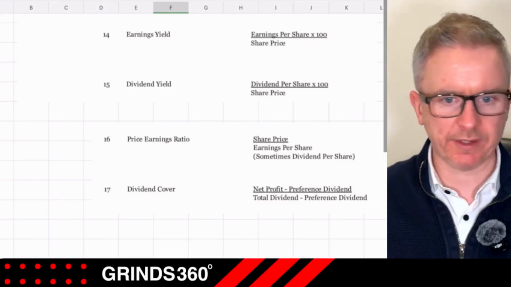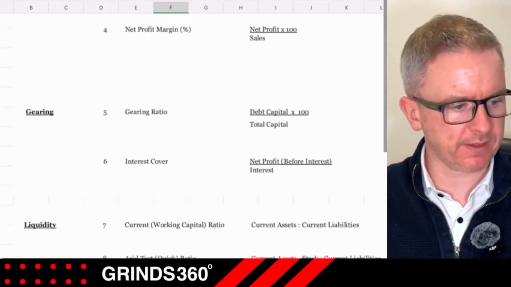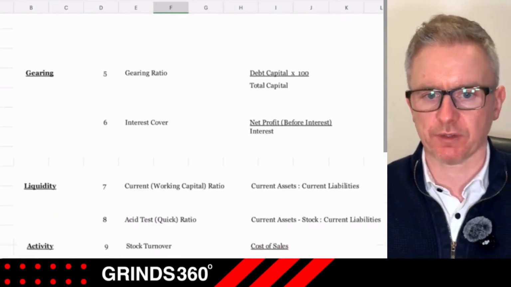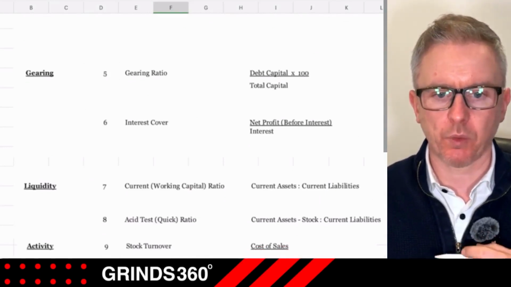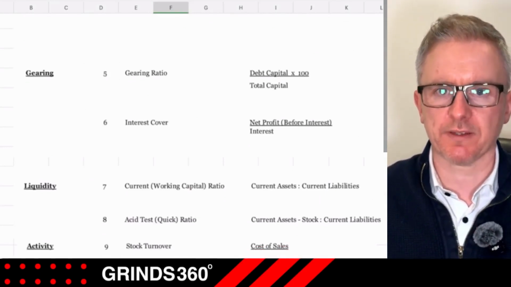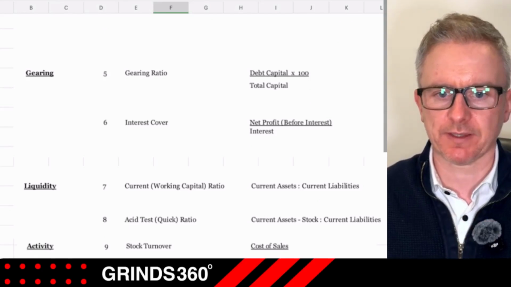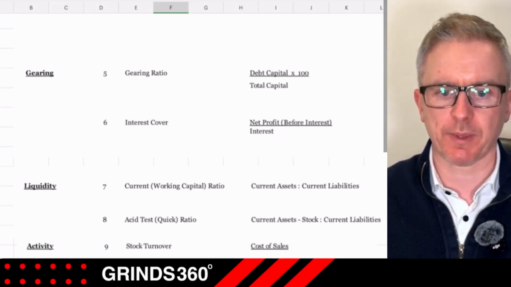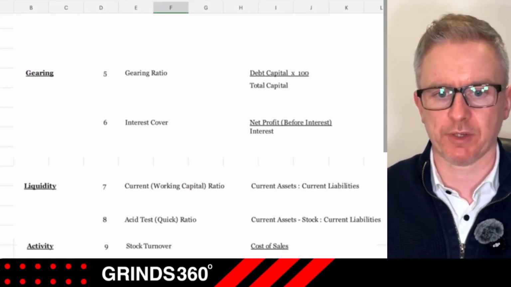Okay, so if we look at our next set of ratios, your gearing and your interest cover. So again, what's happening here? These two ratios are talking about any debt financing we have and the interest that's going to be paid on the loan or a debenture.